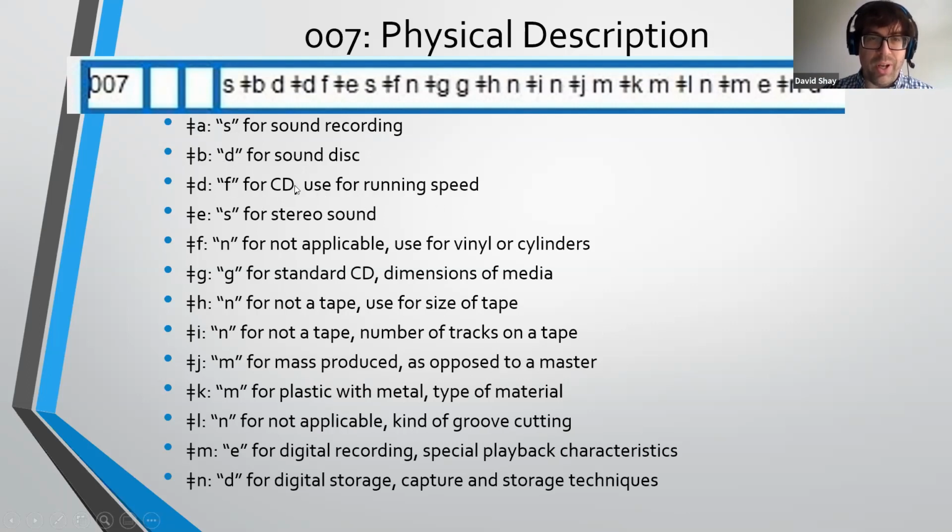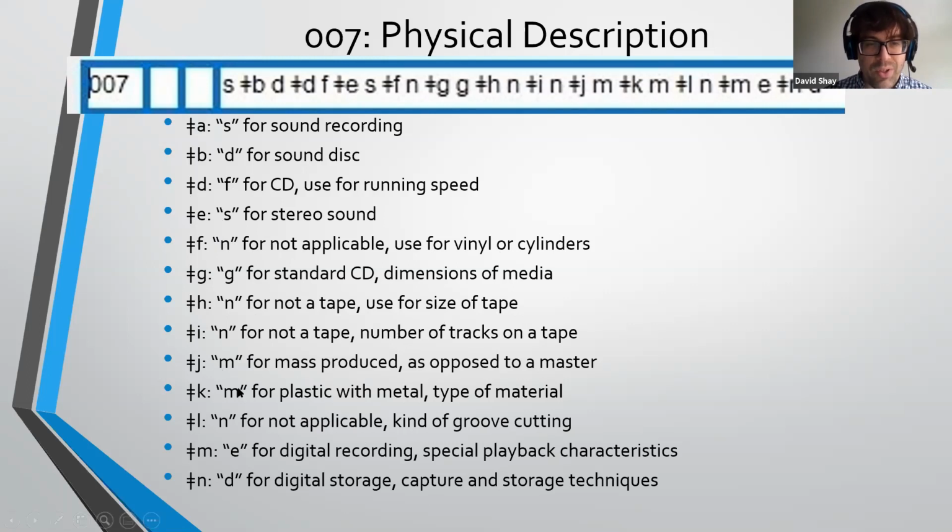Subfield D is used for different kinds of running speeds. So if you have vinyl records, your different running speeds will be recorded in your subfield D. It's stereo sound. This subfield F is not applicable. It's only for vinyl or cylinders. Subfield G is actually the dimensions of the media. It's not tapes. There's no size of tape. It is mass produced. This is not a master copy of something.